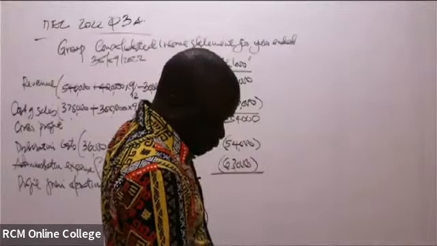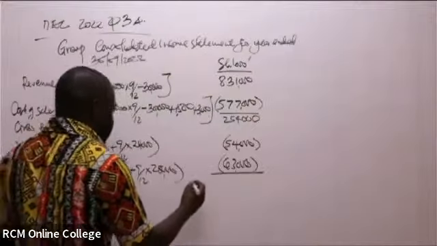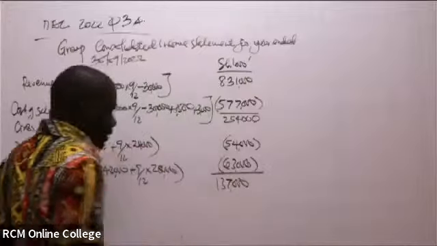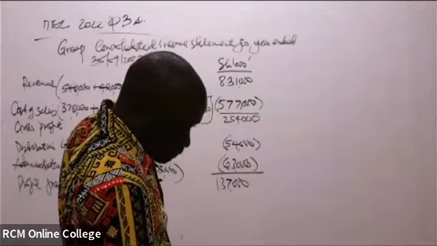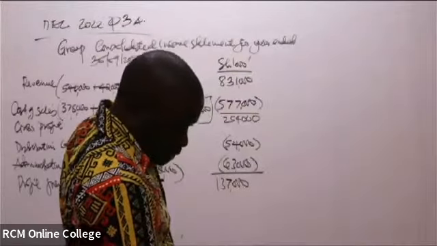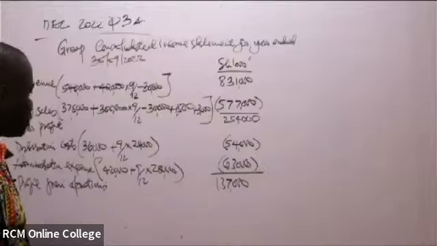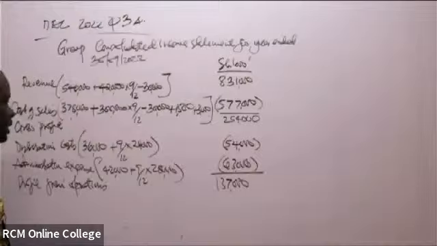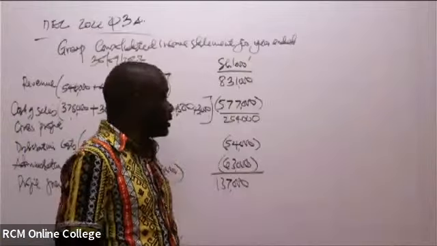Profit from operations is coming to 137,000. Then after that, we have investment income. We said we won't actually be able to consider it. Because in this case, we'll say 6 million minus 6 million, so we'll have to eliminate it.